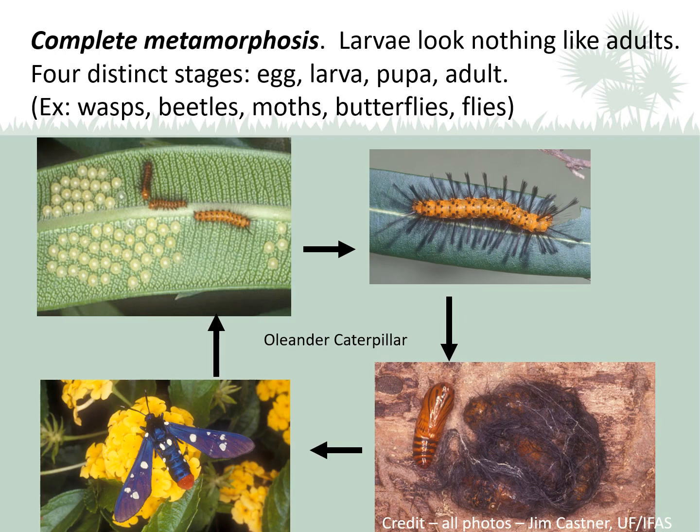Here we see the life cycle of the oleander caterpillar. This is complete metamorphosis. First you have eggs. We see eggs here, some young larvae here and here. This would be a more mature larvae, it's larger. A pupa right here, and then the adult moth.